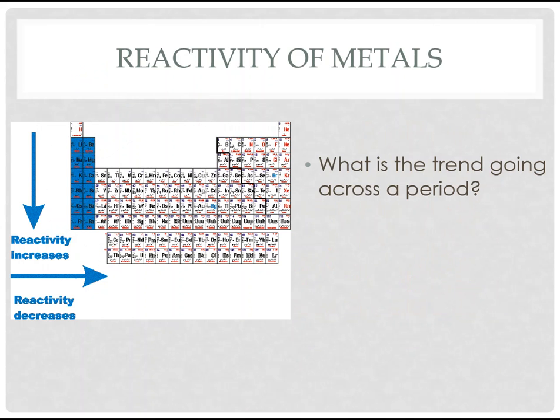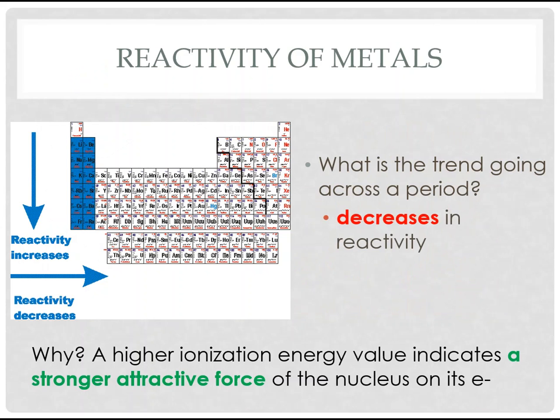Now, what is the trend going across a period? Well, it decreases in reactivity. Basically, you decrease in reactivity because ionization energy increases when you go across the period. That's because you're adding more protons. You have a stronger attractive force of the nucleus, so it's going to hold on to those electrons more, and they're less likely to react because electrons are what's reacting when we're creating chemical compounds. So if you have a higher ionization energy, it is less likely to react than with a lower ionization energy.